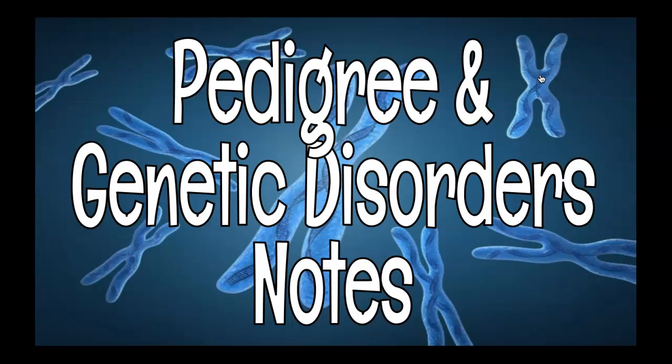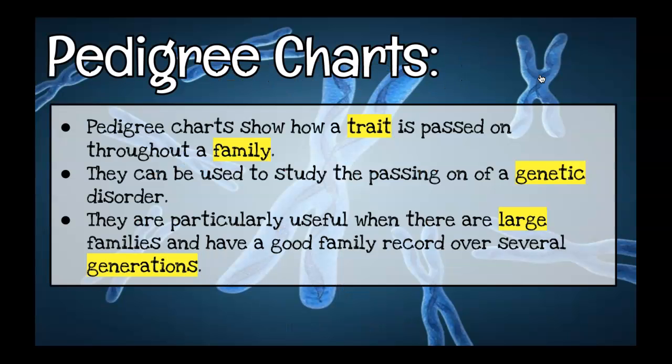So our next section we're taking notes on is about pedigree charts and genetic disorders. A pedigree chart is just a chart that shows how a trait is passed on through generations within a family. Specifically, if there is a genetic disorder that's common in your family, pedigree charts are used to see how that genetic disorder has been passed down through generations. It looks at the gender and it looks at how that trait is passed along.